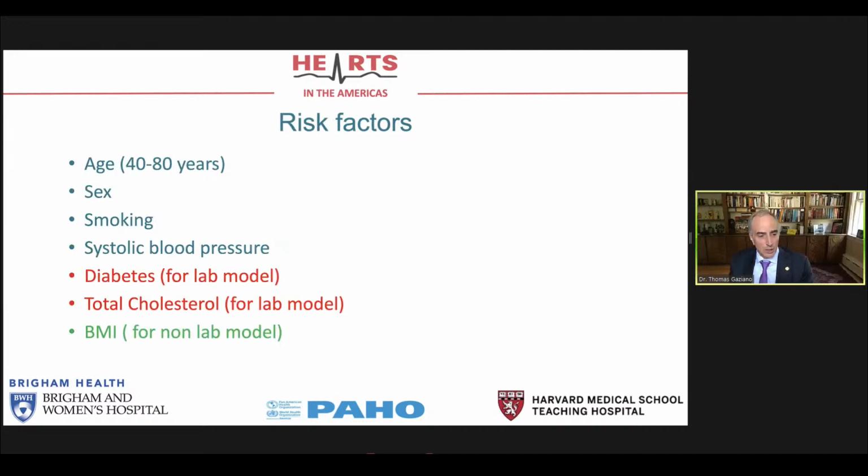Risk factors: patients were included in the cohorts from 40 to 80 years. They had to have identification of sex in the cohort, smoking status, prior or current, and systolic blood pressure. And then for the laboratory-based models, diabetes history and total cholesterol were used. And those two were replaced with body mass index for the non-laboratory-based models.